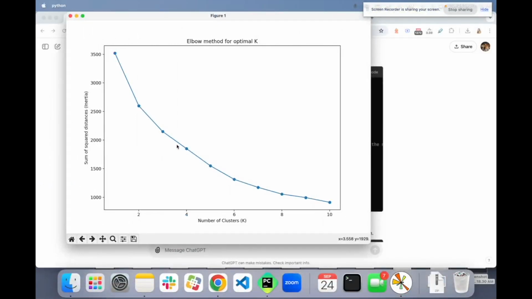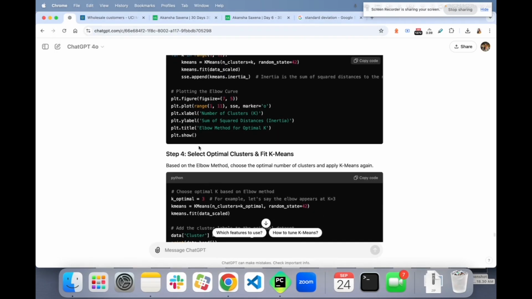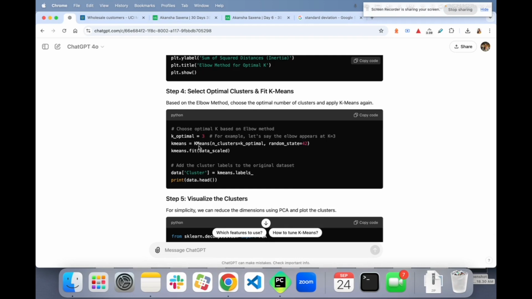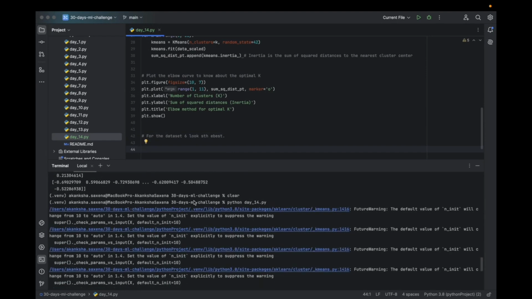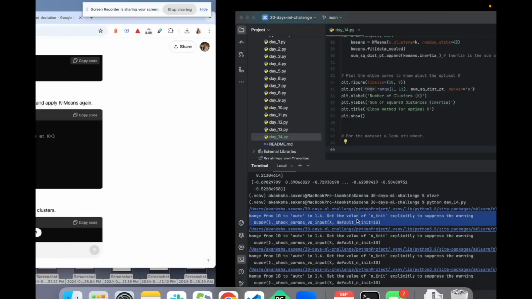Okay, so I guess probably 6 is the best. For me, 6 is looking the best. For this data set, 6 looks the best. But I do see some warning. I see some warning like this.